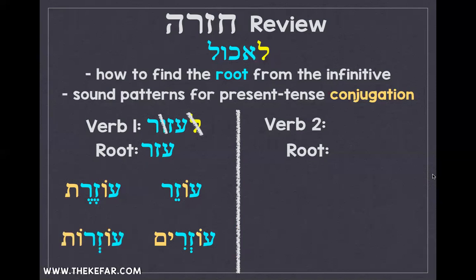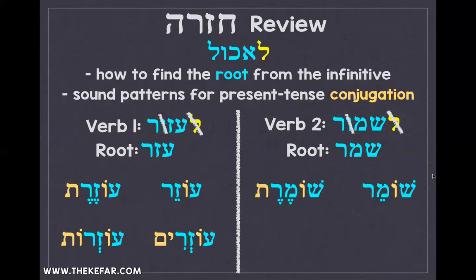Ozer, ozeret, ozrim, ozrot. Our second verb, lishmor, which means to watch or to guard over. Same process to find the root. We get shamar, masculine singular, shomer, feminine singular, shomeret, masculine plural, shomrim, feminine plural, shomrot.